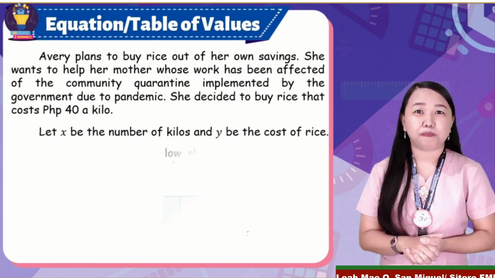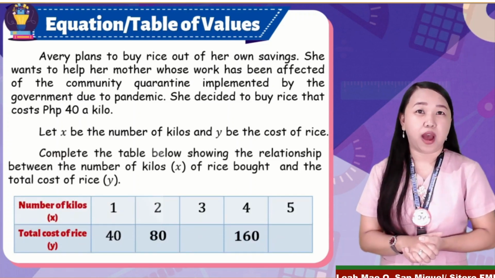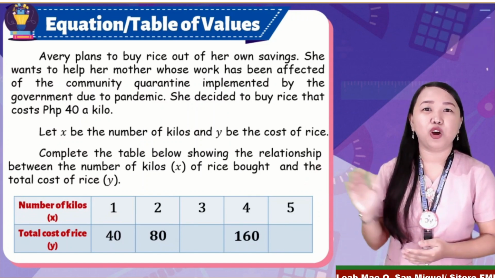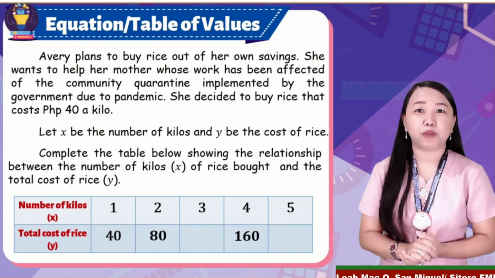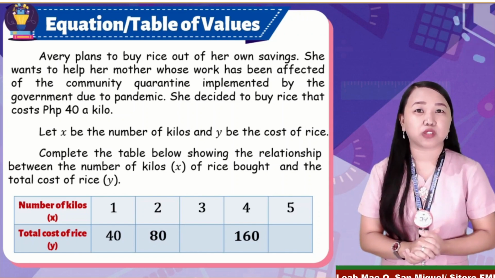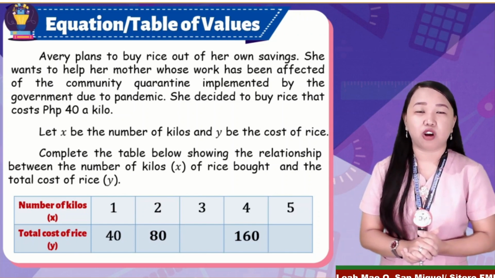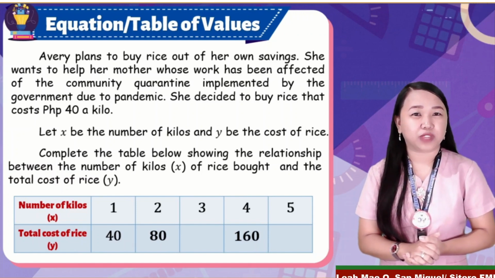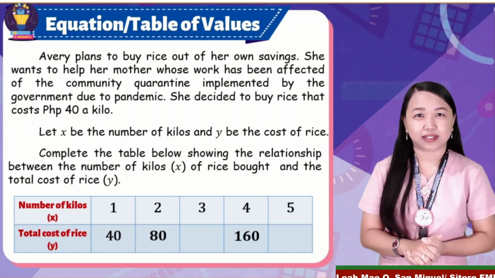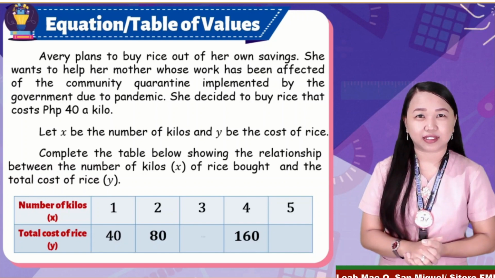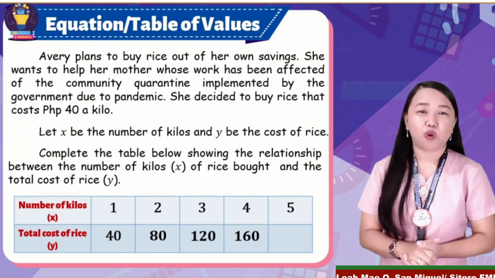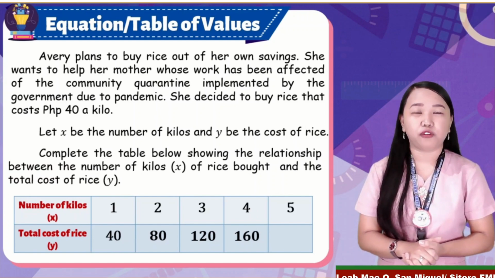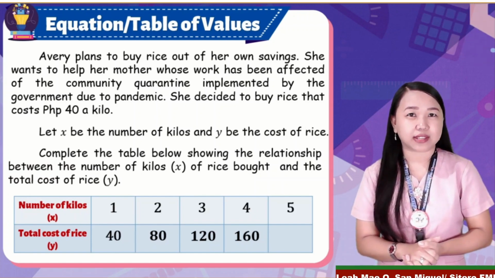Let x be the number of kilos and y be the cost of rice. Let us complete the table below showing the relationship between the number of kilos x of rice bought and the total cost of rice y. How much is the cost of 3 kilograms of rice? Correct. It's 120 pesos. How about the cost of 5 kilograms of rice?